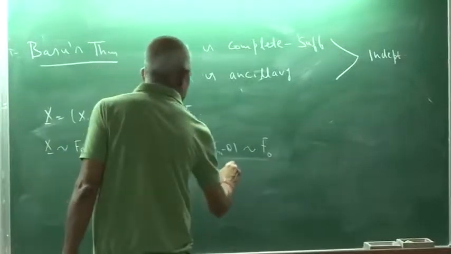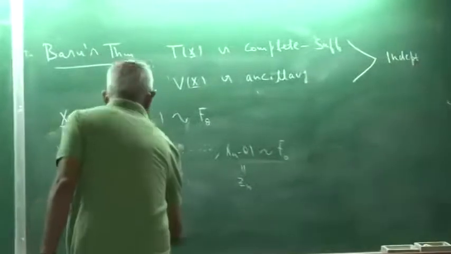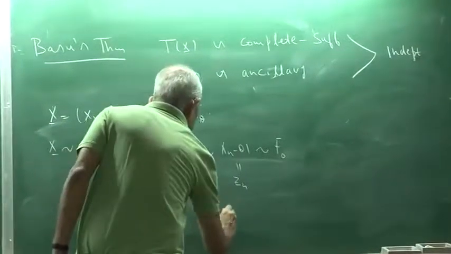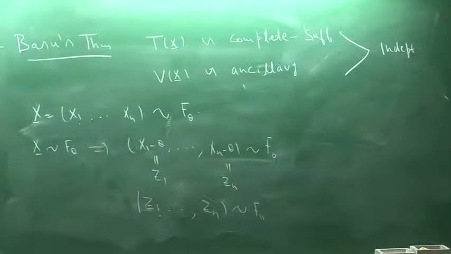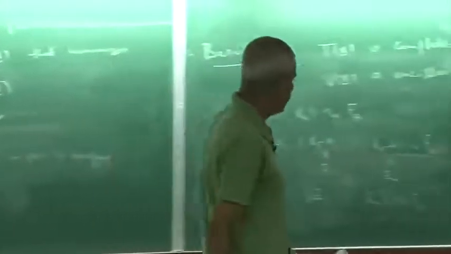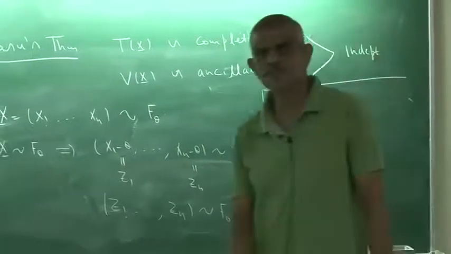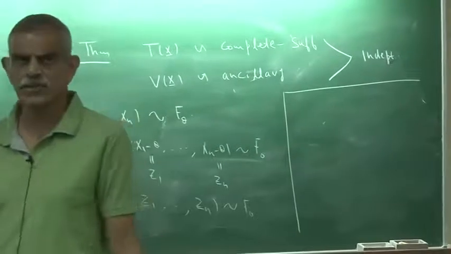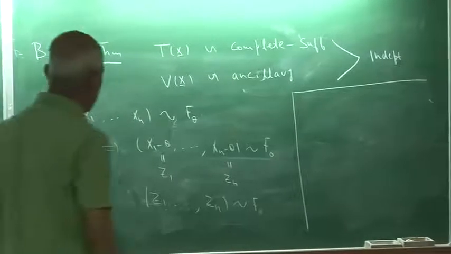Z1. So what does that mean? The joint distribution of Z1, Z2, ..., Zn does not depend on theta. So this means Z1, Z2, ..., Zn has a distribution which does not depend on theta. So what I need to do? I need to write down this D only in terms of Z1, Z2, ..., Zn. If I am able to do that, and the distribution of Z1, Z2, ..., Zn does not depend on theta, that would prove that D1, D2, ..., Dn has a distribution which does not depend on theta.